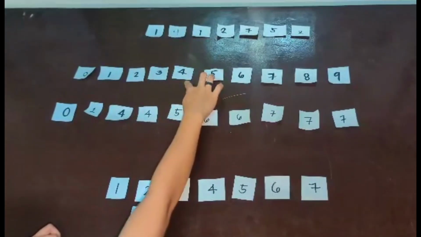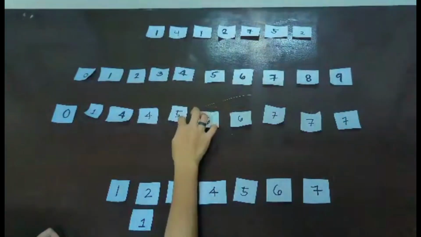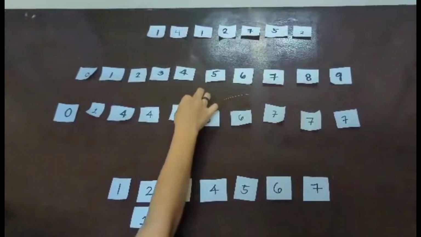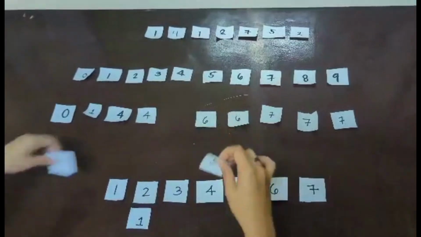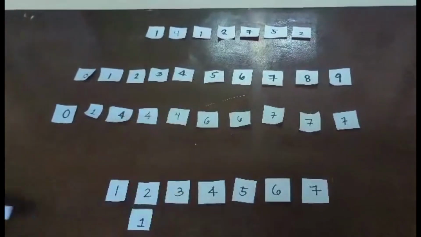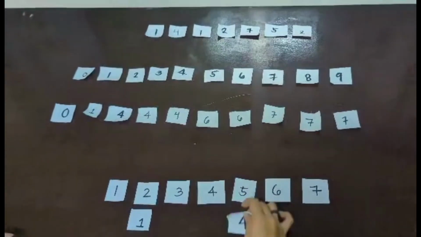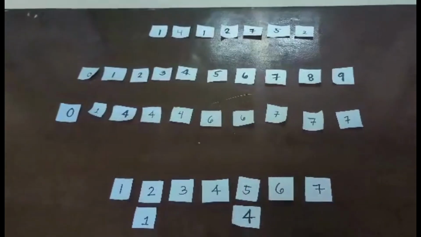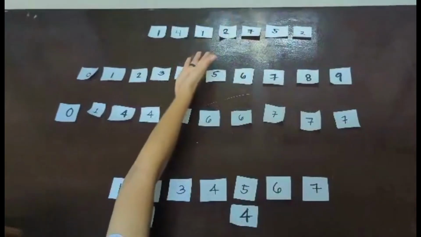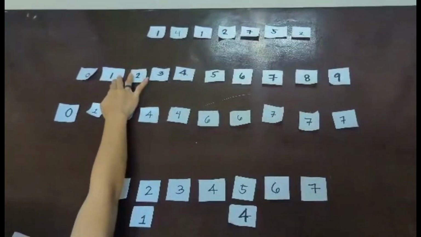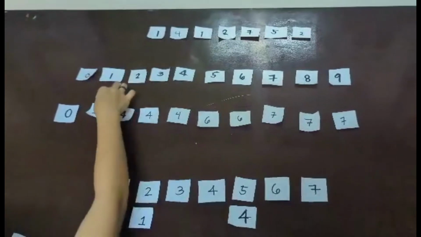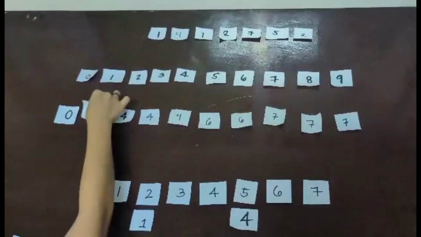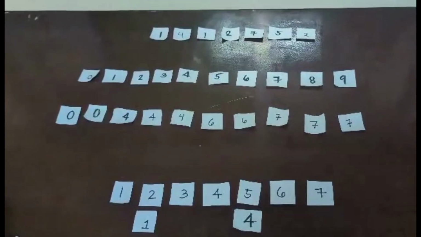4: the count of index 4 is 5, that will be deducted by 1. So 5 minus 1 equals 4. So the 5 will be 4. And number 1: the count of index 1 is 1. So 1 minus 1 equals 0. So our 1 will be 1.